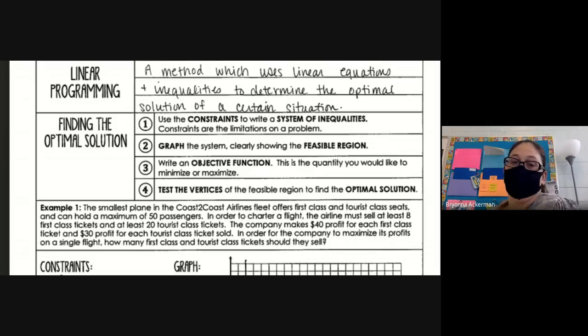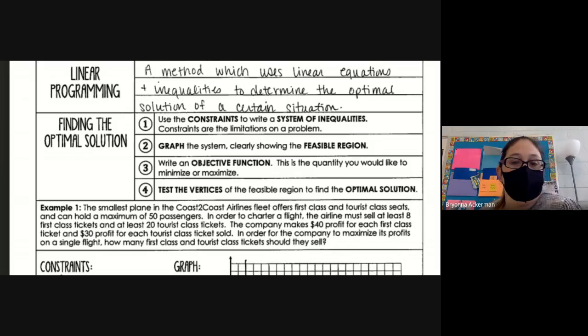Now, in order to actually charter the flight, meaning they have enough money to have the flight go, they have to sell at least 8 first-class tickets. So the minimum first-class ticket is 8. That's another constraint, okay? Because if they only sell 5 first-class tickets, they don't have enough money for fuel and whatnot to actually run the plane. So first-class tickets, it has to be 8 or more. Okay.